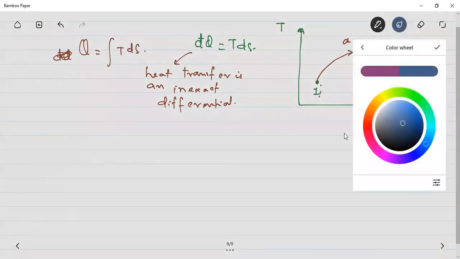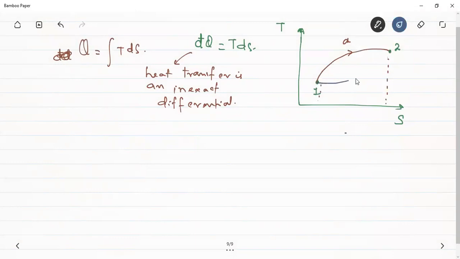It will have one value for this path. If there is another path, let's say path B, this area will get reduced. We can say that the heat transfer for path A is greater than the heat transfer for path B. Although the initial and final states are the same, the heat transfers are different, because heat transfer, just like work transfer in thermodynamics, depends upon the path followed. Therefore, heat transfer and work transfer in thermodynamics can't be represented as the change in some property.